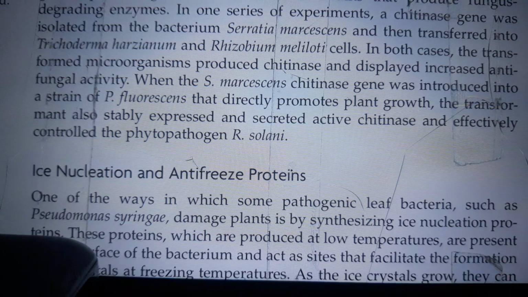The S. marcescens chitinase gene was also introduced into a strain of P. fluorescens that directly promotes plant growth. The transformant stably expressed and secreted active chitinase, and effectively controlled the phytopathogen R. solani.